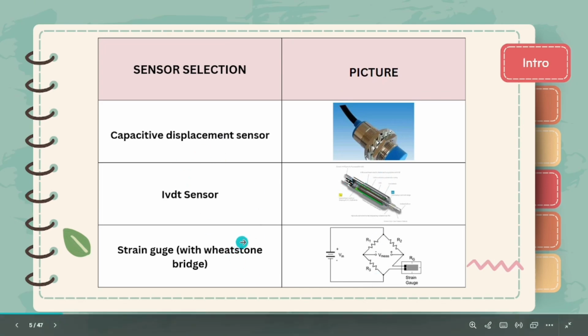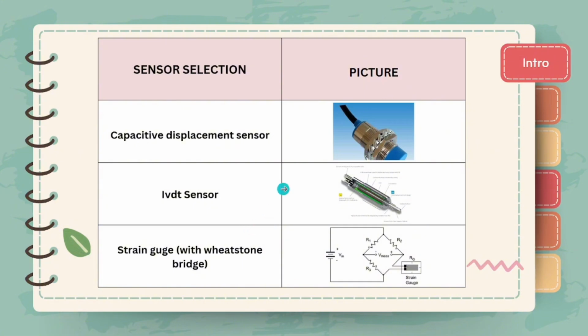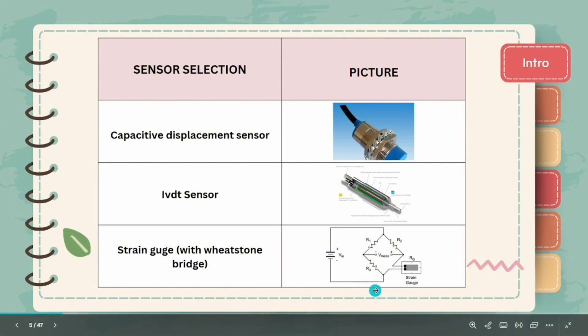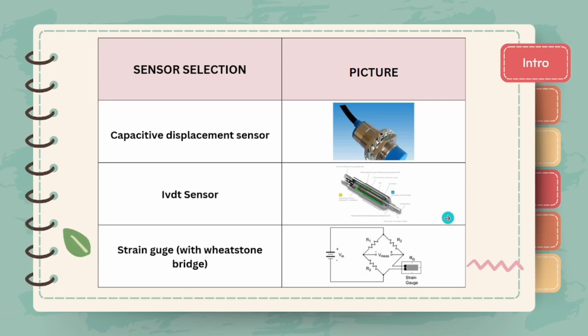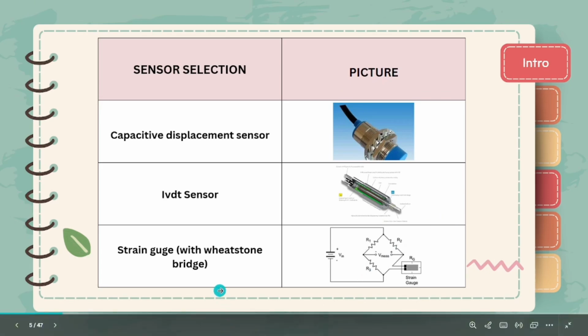The next sensor we have chosen is strain gauge sensor with Wheatstone bridge. It is used to measure strain, which is stretching and compression, which relates to force, load, pressure, and also bending. It is best for measuring load, weight, and force. The pros are that it is very accurate for high forces and high weight, but the cons are that it is very sensitive to temperature.